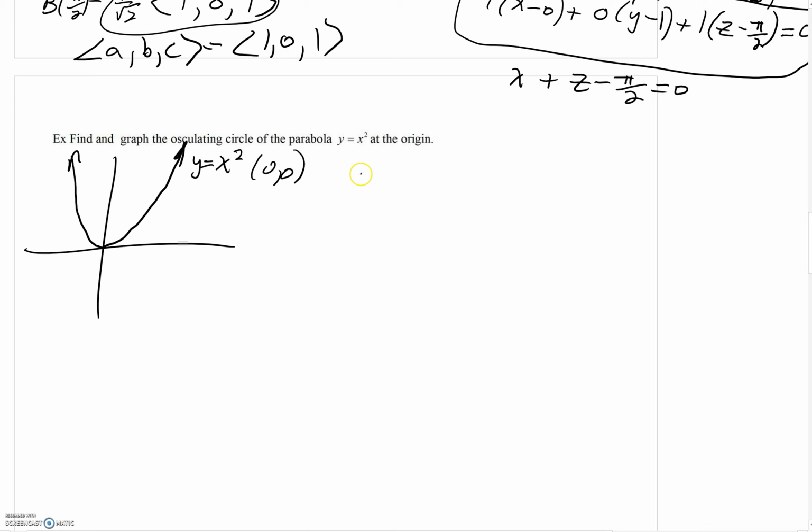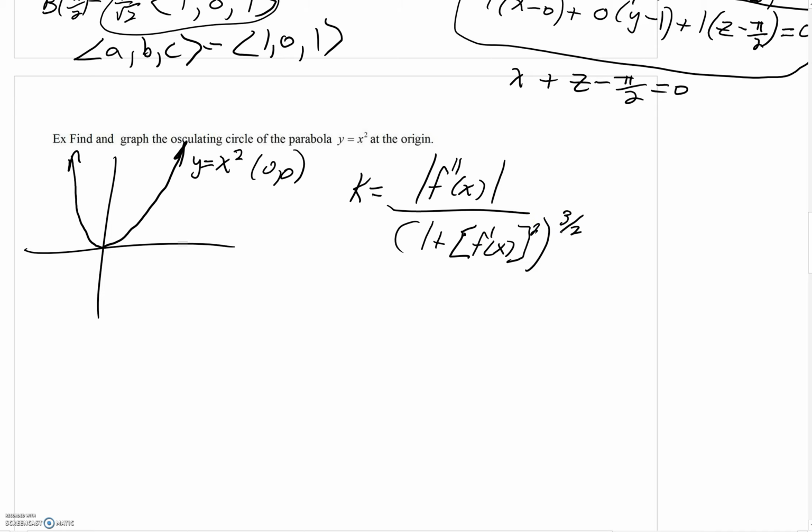Here's something to help you, a little reminder. Kappa, you might remember from this chapter, had a wonderful, simple formula where it's not too much work. This is just going back to our basic function notation. We'd say kappa, the curvature, is going to be the absolute value of f double prime divided by 1 plus the first derivative squared, but taking that whole quantity, that sum, raised to the 3/2 power.